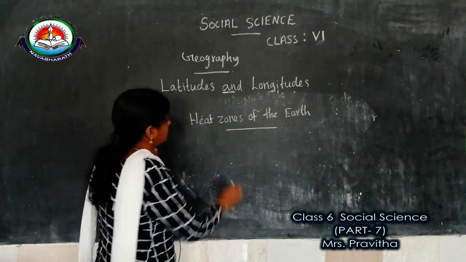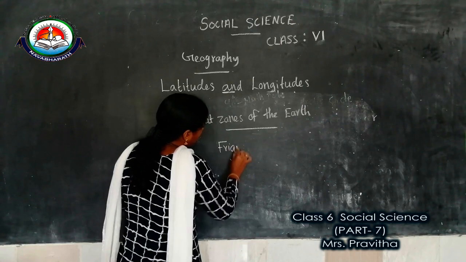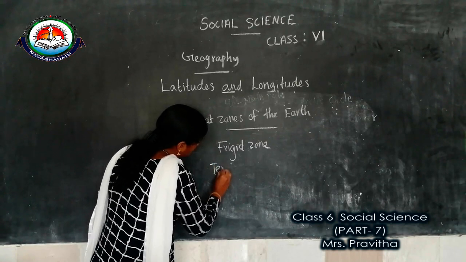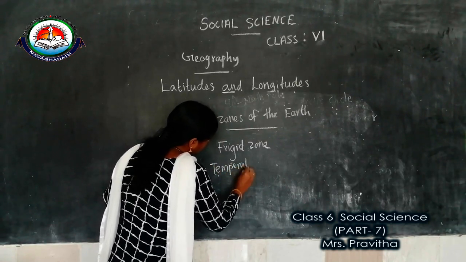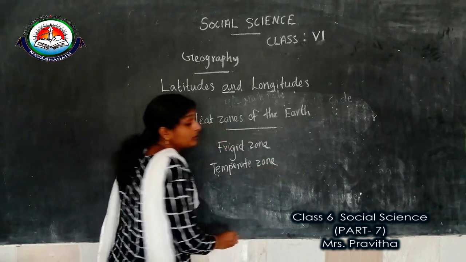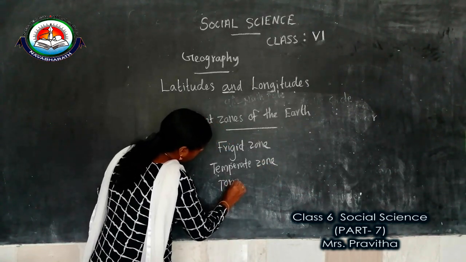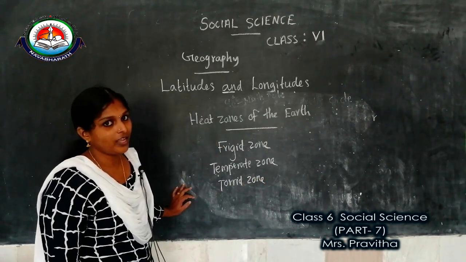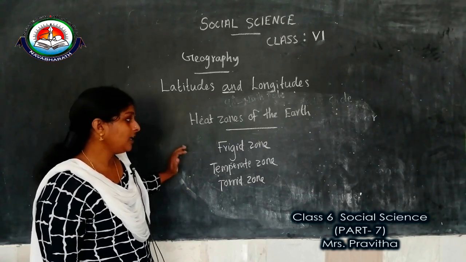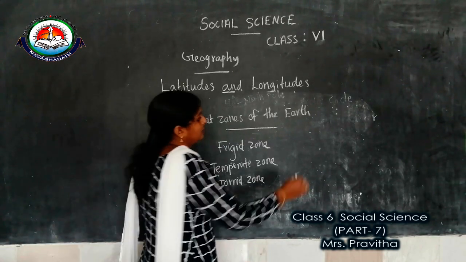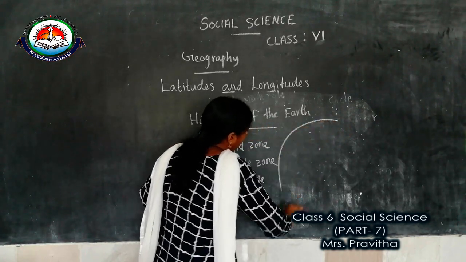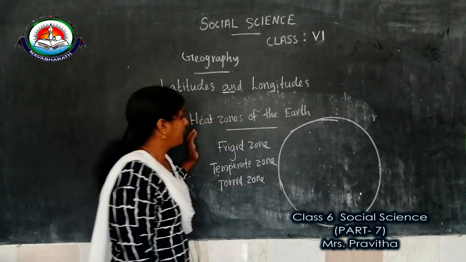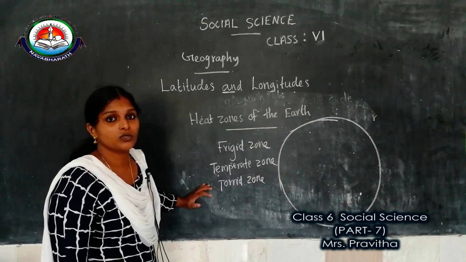The 3 heat zones are the frigid zone, the temperate zone, and the torrid zone. These are the 3 heat zones of the earth. Now we will discuss the 3 zones. How can we explain it on the basis of temperature, on the basis of the amount of sunlight received? On that basis, how can we classify these 3 heat zones of the earth?